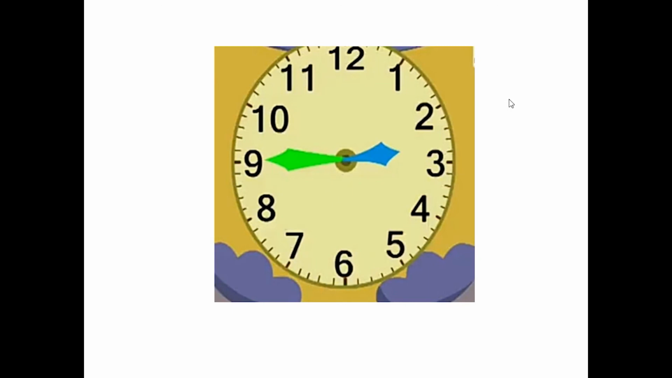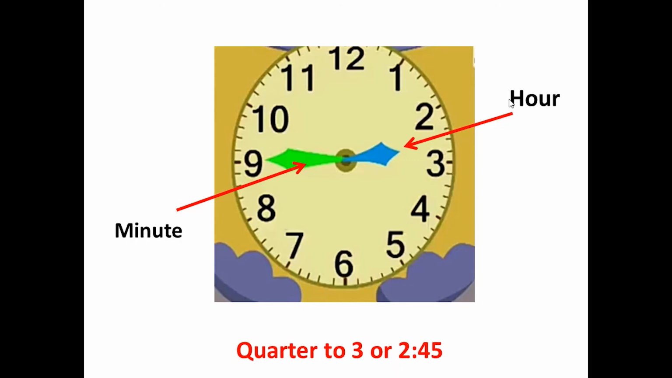Now see one more clock. See children here. Here also the minute hand is at 9, but the hour hand is a little before 3. So we say that the time is quarter to 3 or 2 hours 45 minutes.